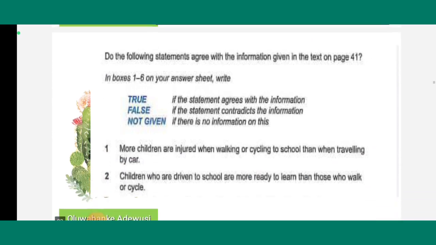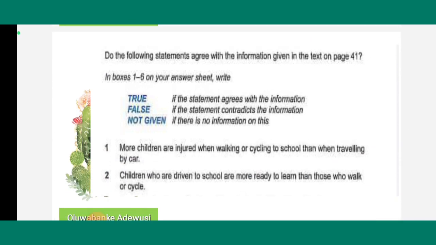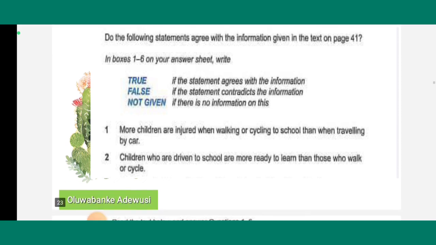True, false, not given questions are a type of question in the IELTS reading module. You will be given a set of paragraphs and questions. Your task is to check whether the statements, which I'll call the question statements, agree with the information given in the text. The answer is true if the statement agrees with the information completely, 100%. The answer is false if the statement contradicts the information given in the passage. And the answer is not given if there is no information on this.